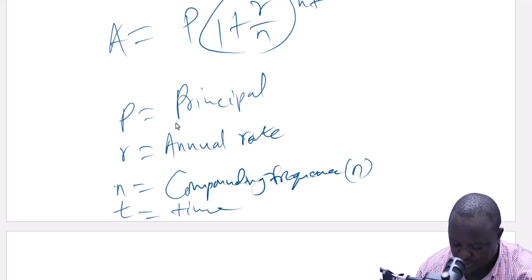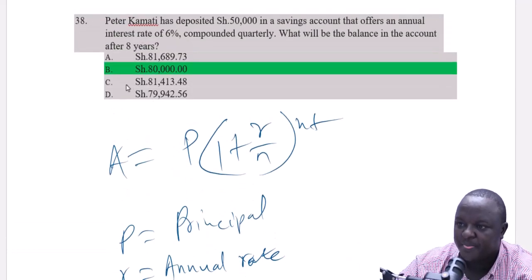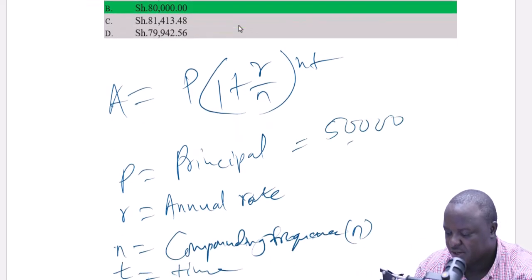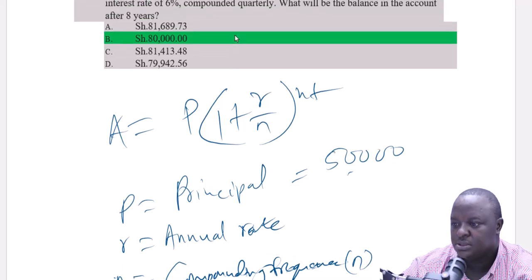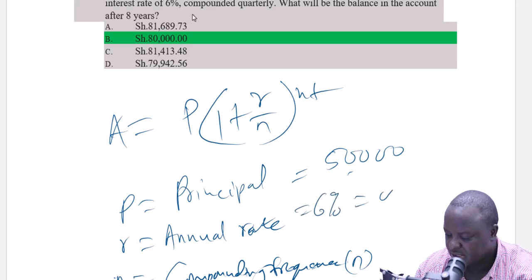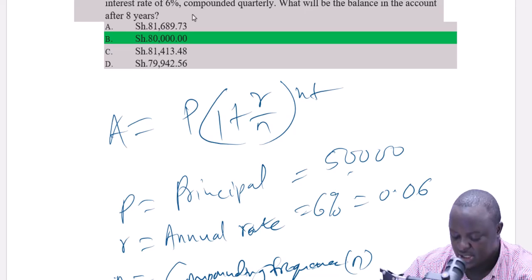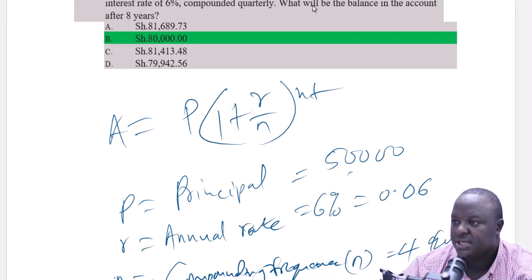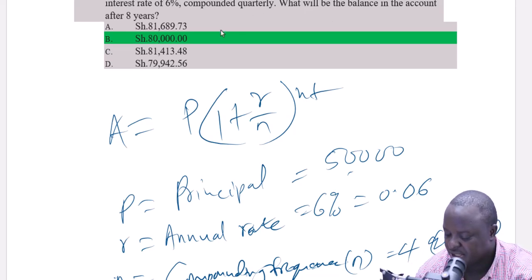Now, if we look at our principal from the question, Peter Kimathi has deposited 50,000. So the principal here is 50,000. The account offers an annual rate of 6%, that is 0.06. For the compounding frequency, we have been told that it is compounded quarterly, so the frequency is 4 times in a year. And the time, what will be the balance in the account after 8 years? The time period is 8 years.